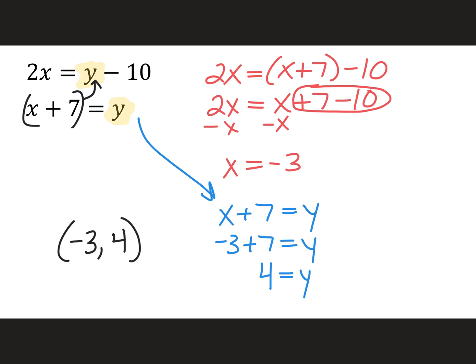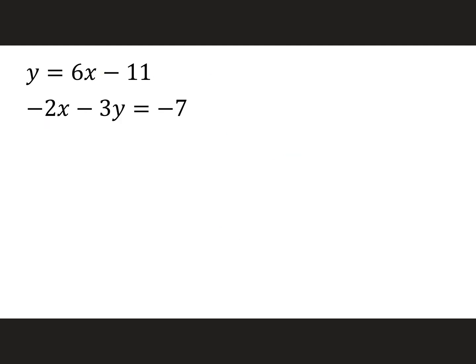What is 2 times negative 3? Negative 6. What is 4 minus 10? Haha, negative 6. It works. All right, here's another one. Where are you going to start?